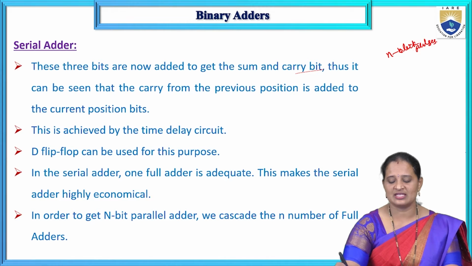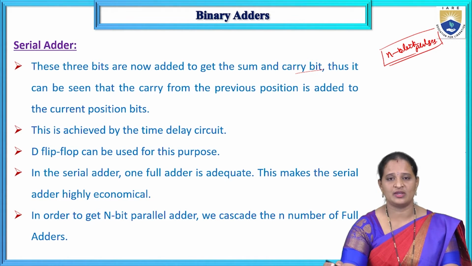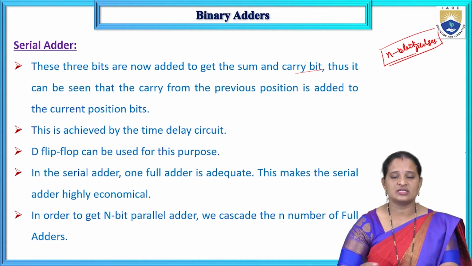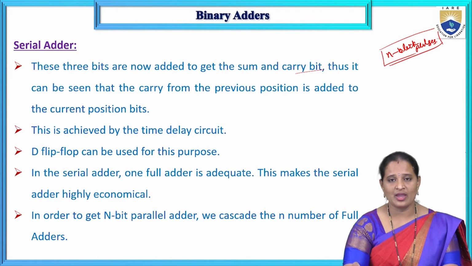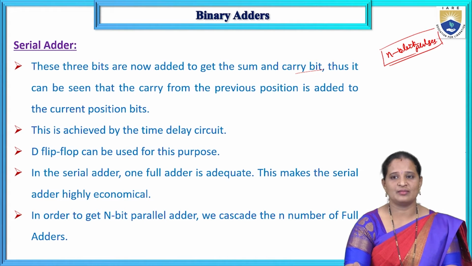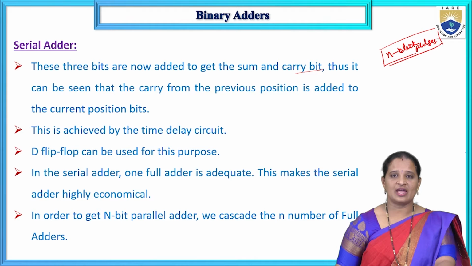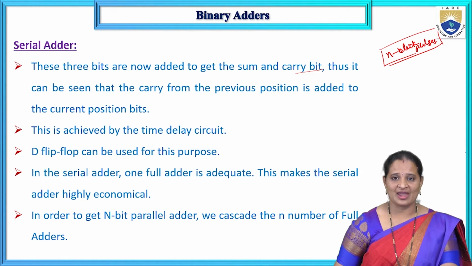That means the time required for performing the addition of 2 n-bit numbers is more in case of serial adder, because only one full adder is performing the addition of all the bits bit by bit. That is why the time required for performing the addition of 2 n-bit numbers is very high. That means the delay is more in case of serial adder. So that is why we are going for another type of adder, which is a parallel adder.